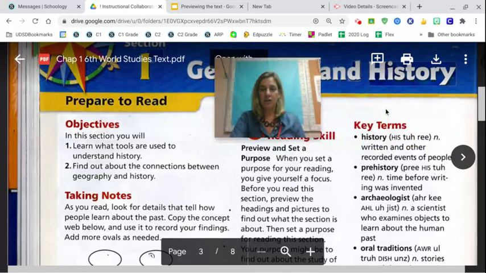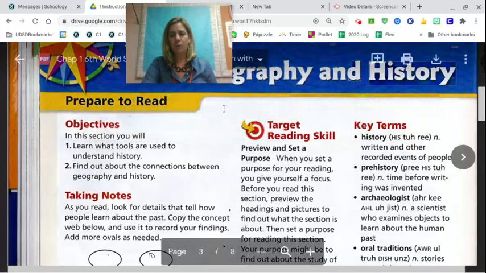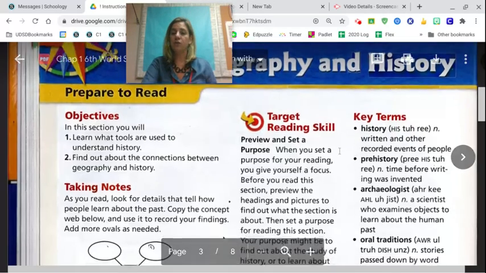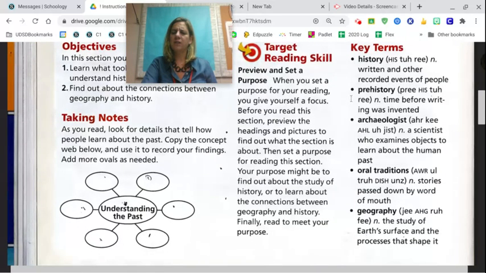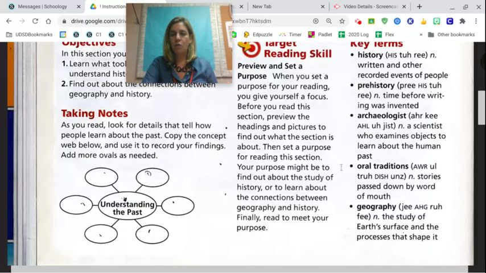Let's head over here and look at our key terms. Remember, we're not going to read all the definitions. We're just going to notice what's unfamiliar. History, prehistory. Let me take a look at that. The time before writing was invented. I didn't even know there was a prehistory. Archaeologists, I've heard of that before. Oral traditions, that's storytelling.